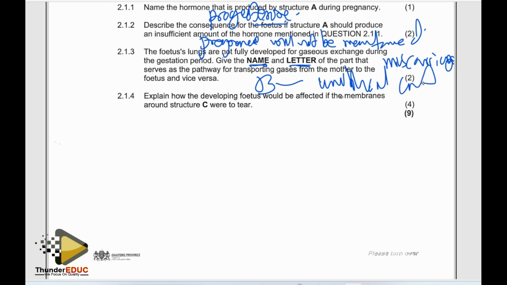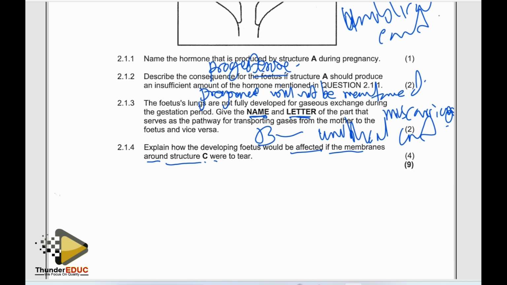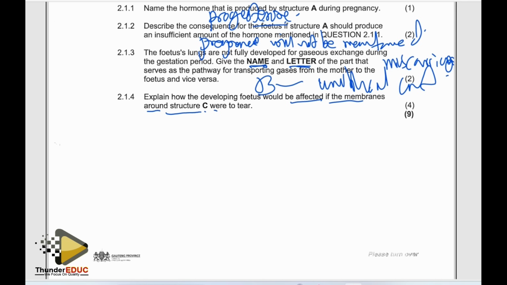Umbilical cord. Explain how the developing fetus would be affected if the membrane of structure C were torn. We come back here and look for structure C, which is the amnion. What will happen if the amnion is broken?